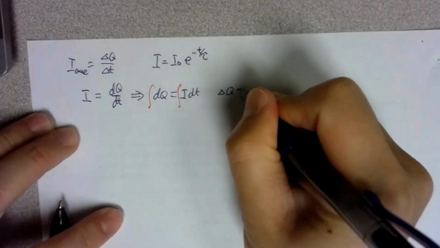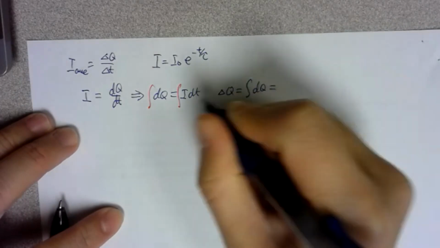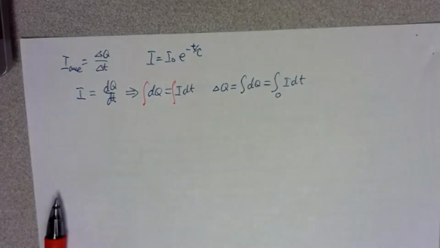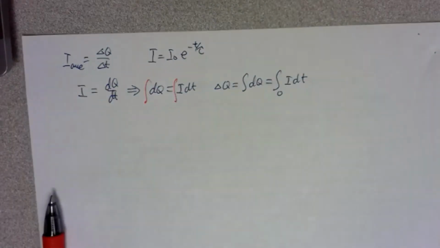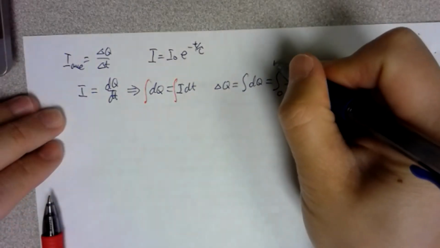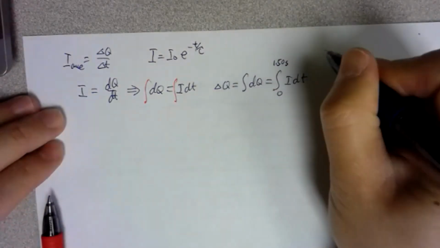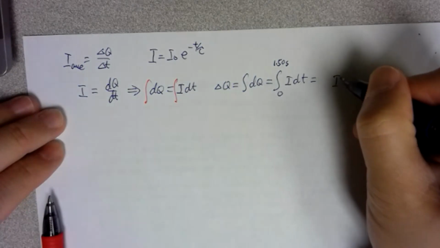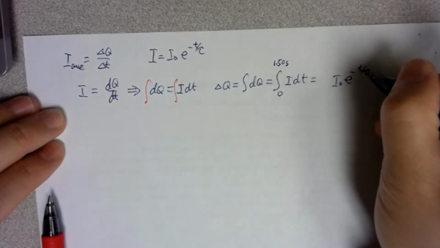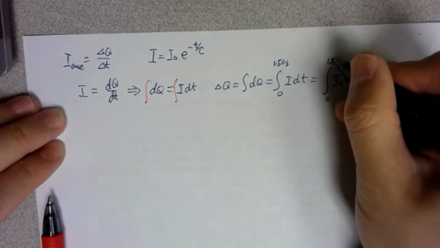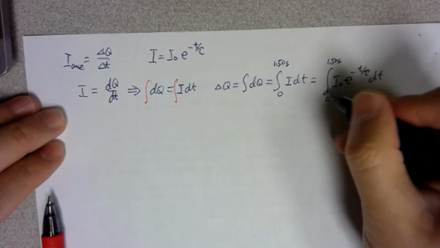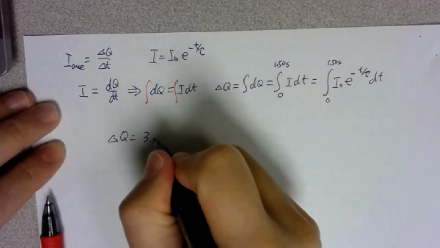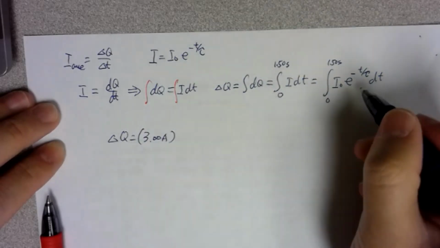So total q equals the integration of dq, which is the integration of I dt from t equal to 0 to 3 times tau. 3 times tau means 1.5 seconds, because tau equals 0.5 seconds. So you take I naught e to the minus t over tau, integrated from 0 to 1.5 seconds, with dt. I naught is a constant, so delta q equals I naught in front, which is 3.00 amps.